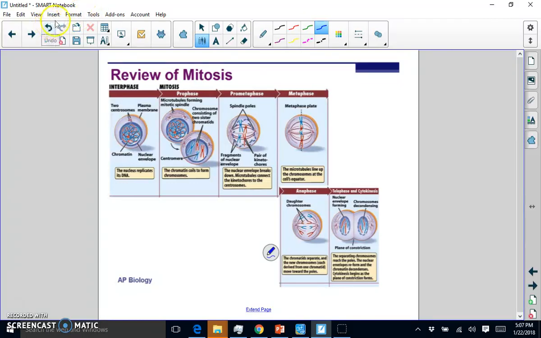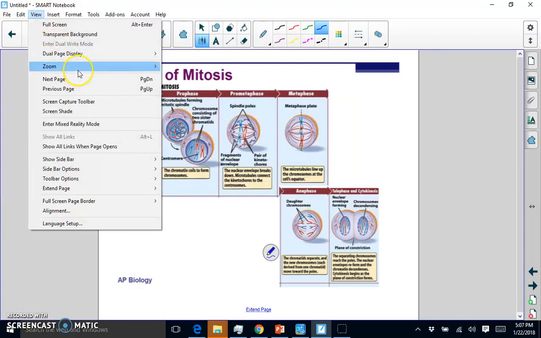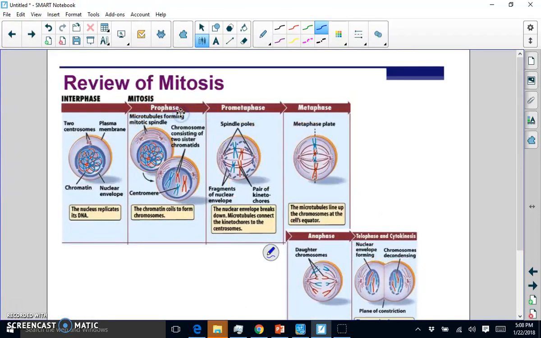Alright, so before we jump into meiosis, let's briefly review mitosis and the process of mitosis. So remember, mitosis produces cells that are genetically identical to each other and keeps the chromosome number the same. And remember, we start off with interphase. And in interphase, that's when we have G1, S, and G2.